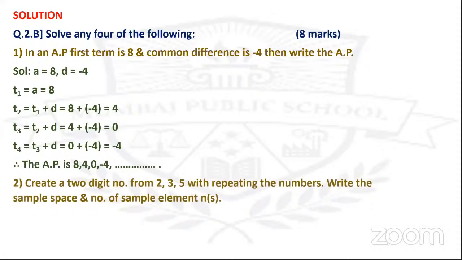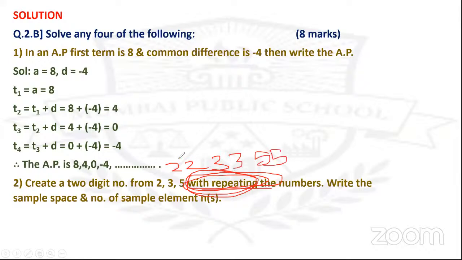Now create a 2-digit number from 2, 3, 5 without repeating the numbers. Write the sample space and the number of sample elements. Very simple question. Now in these probability questions, these terms are very important: with repeating the numbers and without repeating the numbers. With repeating the numbers, that means 22, 33, 55. If the numbers repeat, these will also count. So the numbers 22, 33, 55 will be included.